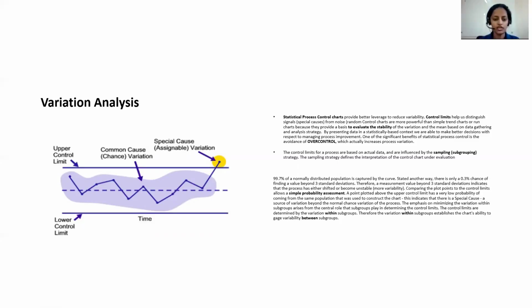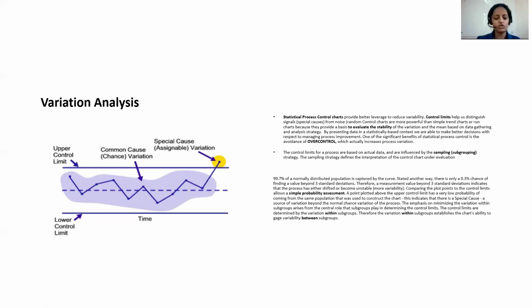Statistical process control charts are the most recommended charts when compared to the trend charts or any other run charts, because they evaluate the stability of the variation and the mean based on the data gathering and the analysis strategy. By presenting the data in a statistical context, we are able to make better decisions with respect to managing the process improvement. One of the main significant things is we are avoiding over control, which increases the process variation.